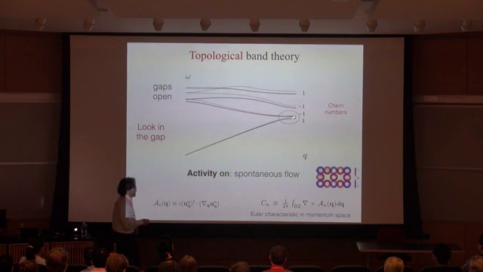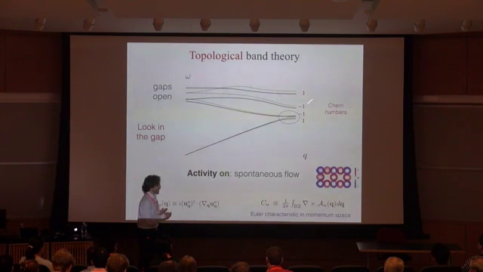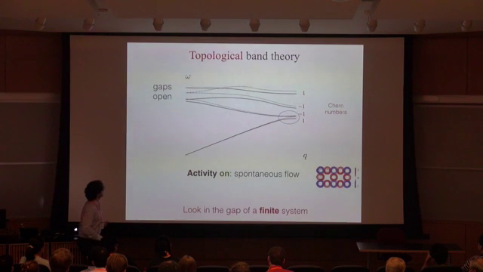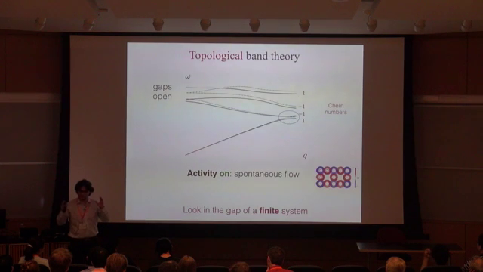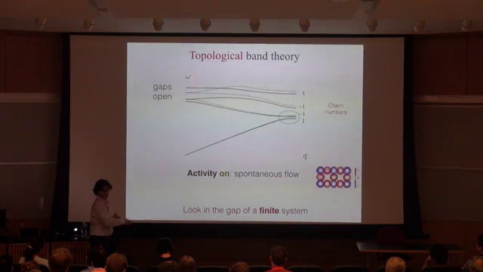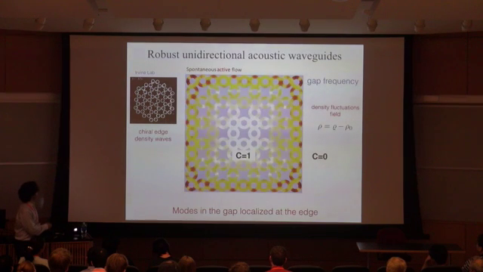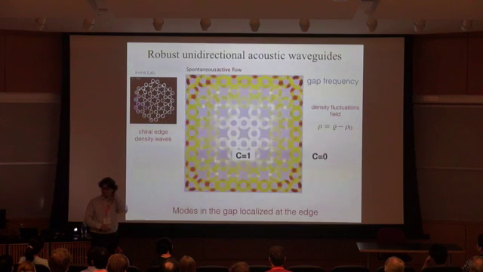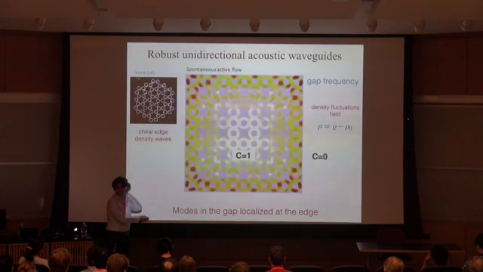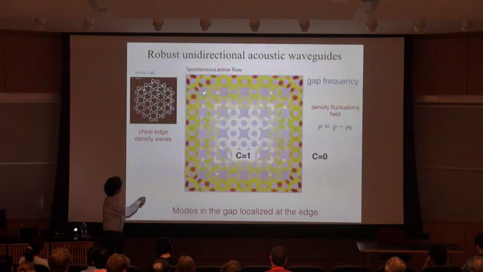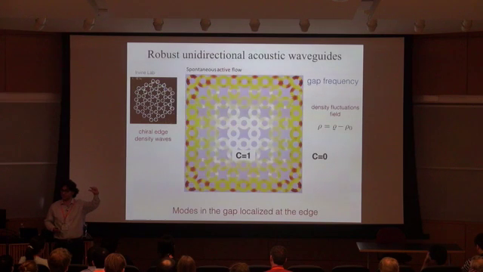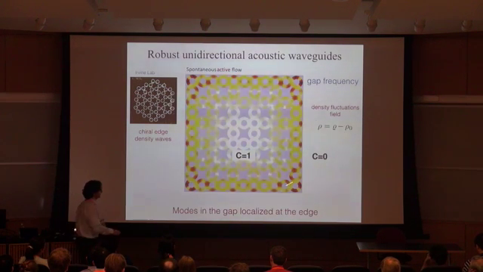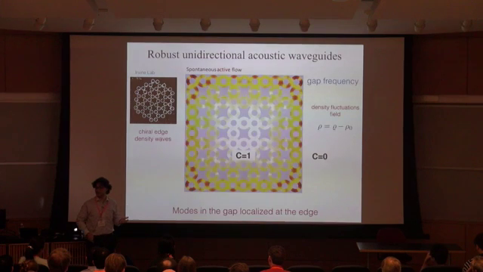But once you have arranged these Chern numbers for the bands in the gap to be different from 0, what you can do is look in the gap. That means if you make a finite structure and look exactly at this frequency, which is exactly what was done by William here, what you see is a map not of the flow field, but of the density fluctuations. The density fluctuations are all localized at the edge. This state in the bulk doesn't exist because it's inside the gap. But in this finite structure, there is a concentration of the density wave right at the edge.